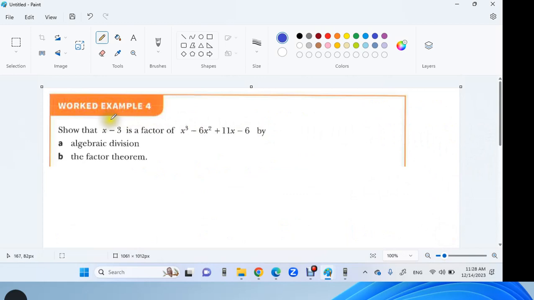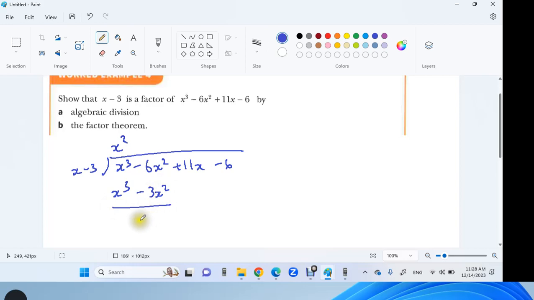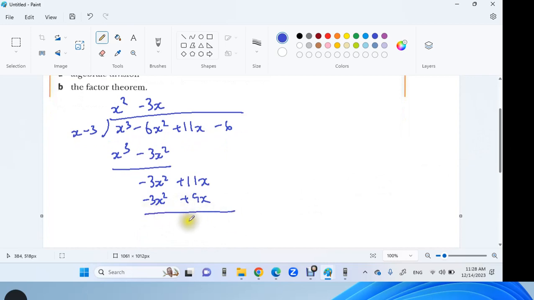For this one, they want to show that this is a factor by algebraic division and the factor theorem. For the algebraic division, we have x cubed minus 6x squared plus 11x minus 6 divided by x minus 3. We get x squared, then x cubed minus 3x squared, then negative 3x squared plus 11x. Then minus 3x, we have negative 3x squared plus 9x, and then 2x minus 6, plus 2, then 2x minus 6. So x minus 3 is a factor.